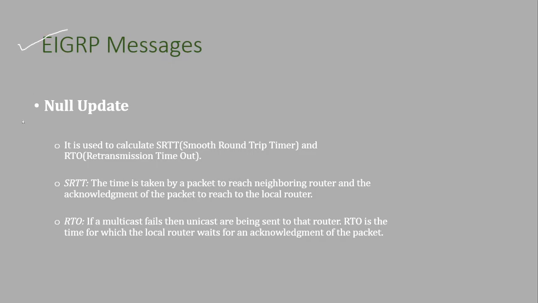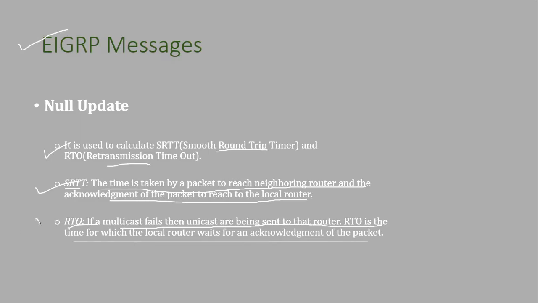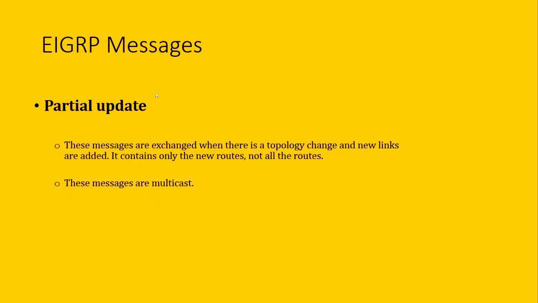So there is one more thing, that is the null update in the message. It calculates the SRTT and RTO. So now what is SRTT and RTO? SRTT is the smooth round trip timer. The time taken by a packet to reach the neighboring router and the acknowledgement of the router to reach the local router is known as SRTT. And RTO is, if a multicast fails and unicast packets are being sent to the router, the time for which the local router waits for an acknowledgement of the packet is nothing but RTO.